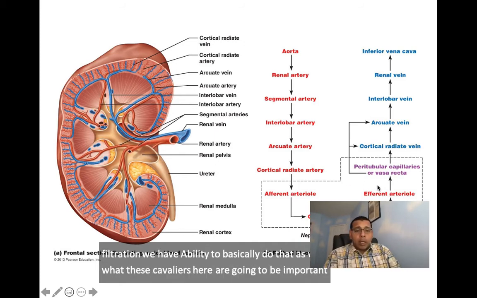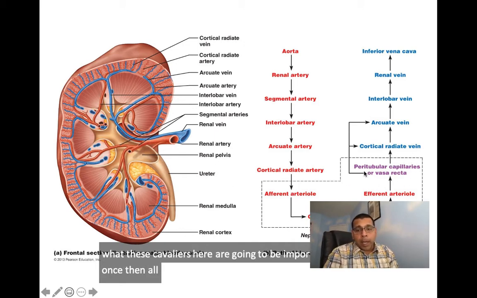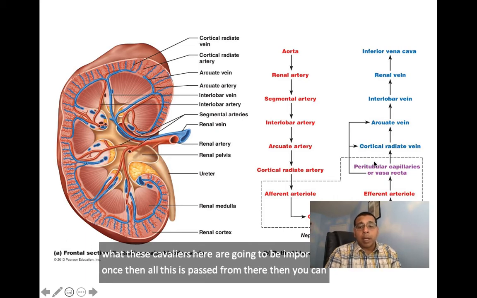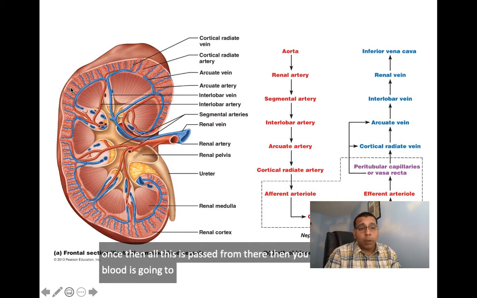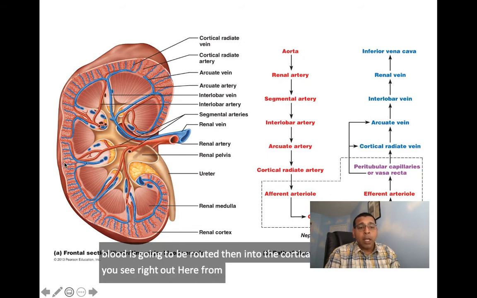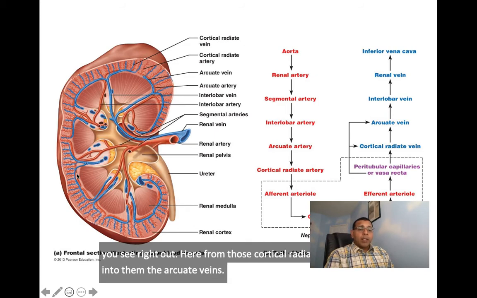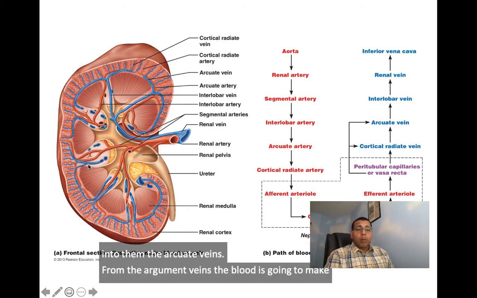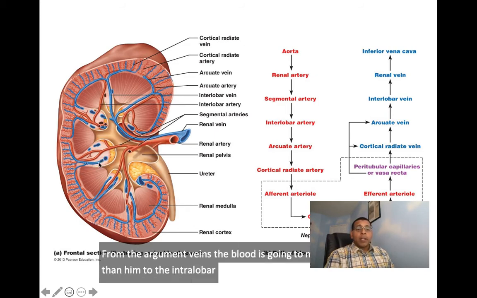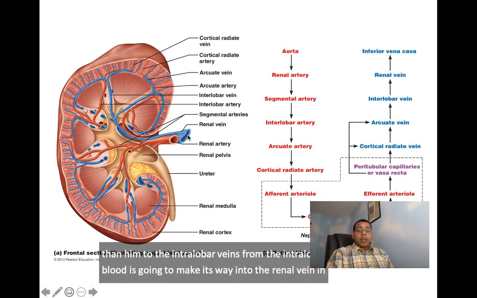And once all this has passed, from there you can see this blood is going to be routed into the cortical radiate veins you see right out here. From those cortical radiate veins, now into the arcuate veins. From the arcuate veins, the blood is going to make its way into the interlobar veins. From the interlobar veins, blood is going to make its way into the renal vein, and then the renal vein gets routed into the inferior vena cava.